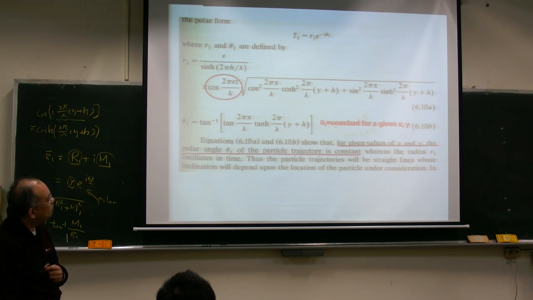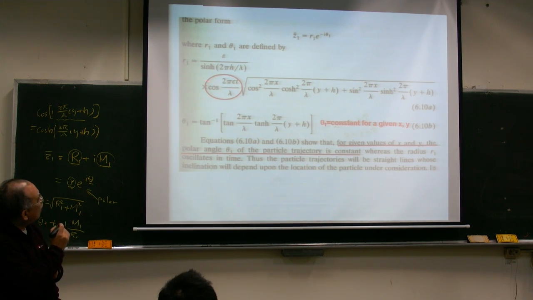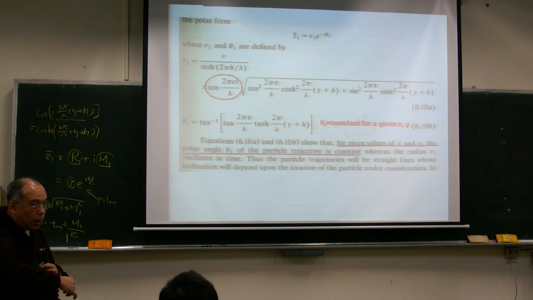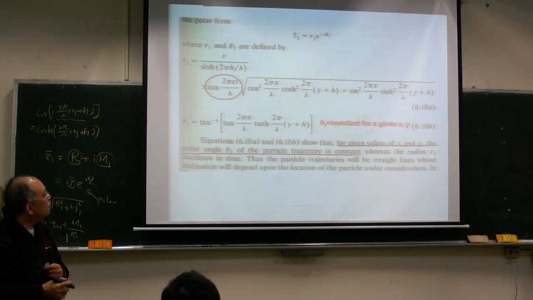Can you see that? And then what happened to R1? R1, when you give me the given x and y location, already has a constant. However, we have a cosine 2 pi ct here, right? And the cosine 2 pi ct will change with time. So R1 will change with time. However, theta is a constant for given x and y. So that will be very interesting.